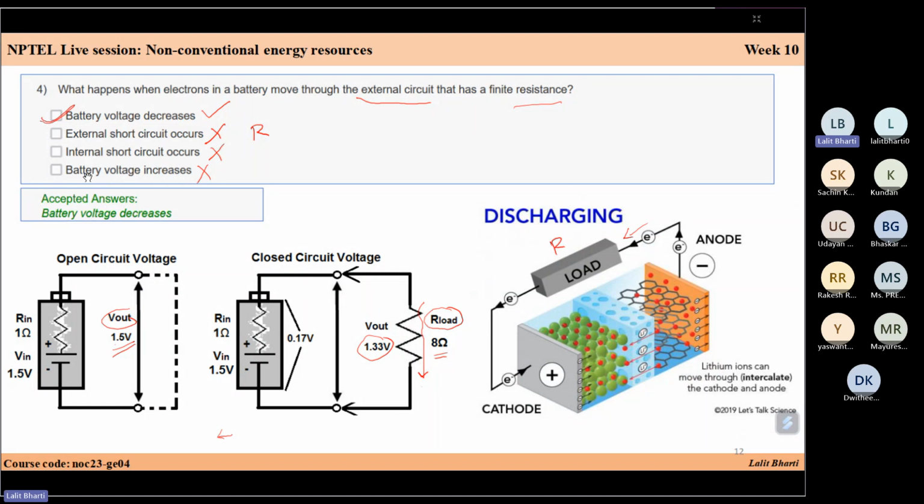Then the battery voltage increases. So it is not that, because battery voltage will not increase above OCV. It will only decrease when you connect your load. So option 1 is correct. All remainings are incorrect.